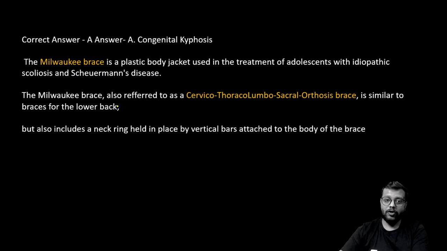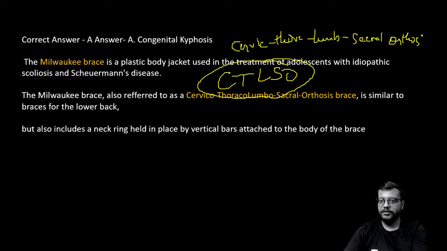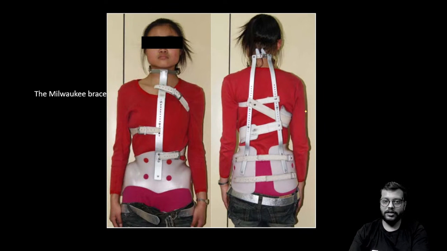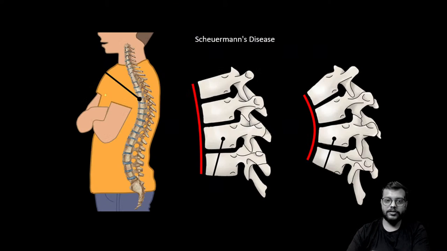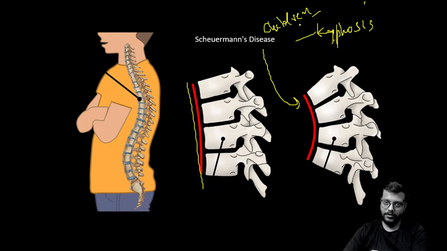Okay, so it is also called the CTLSO brace, that is cervical thoracic lumbar and sacral orthosis brace. Okay, this is the CTLSO brace. You can see the Milwaukee brace in the picture. Okay, Scheuermann's disease, I already told you, the spine is normal, but in this disease you get this curvature like kyphosis. It is in children.